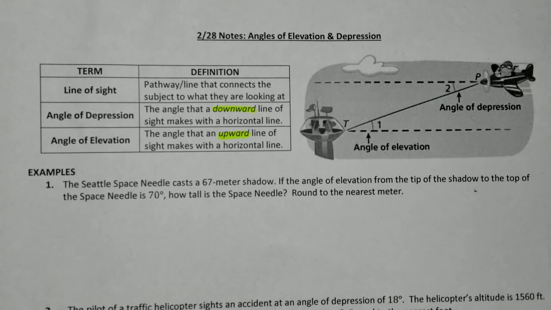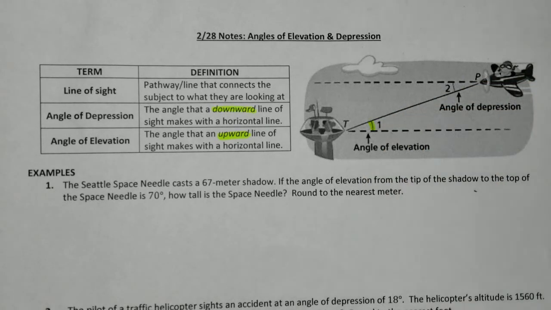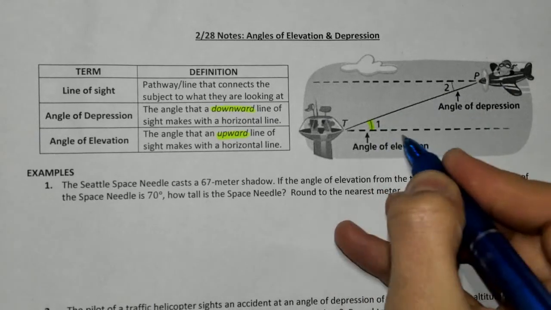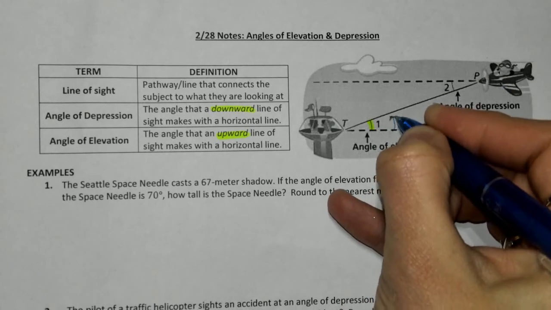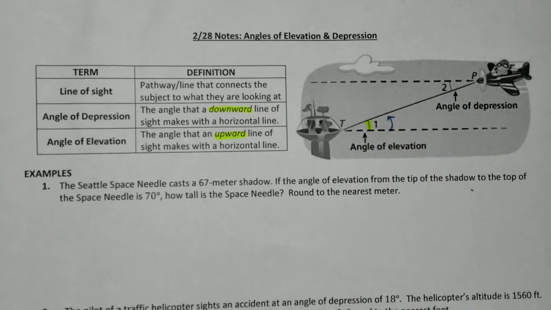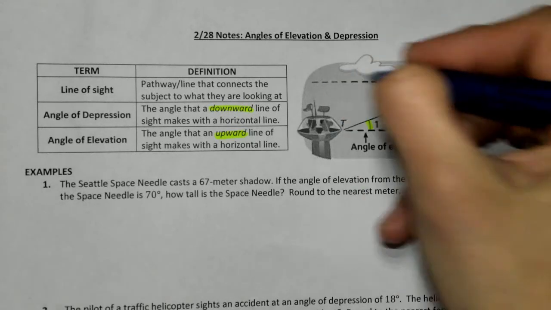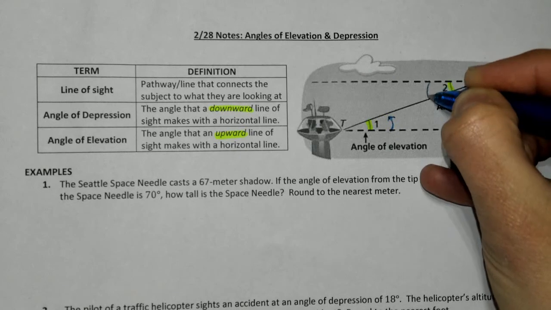So over here, we can see that your angle of elevation is going to be right here, and we notice that it goes from the horizontal line upward. It always starts at the horizontal line and it goes up. There's your angle of elevation. Your angle of depression right here is going to go from the horizontal line and it's going to go downward.